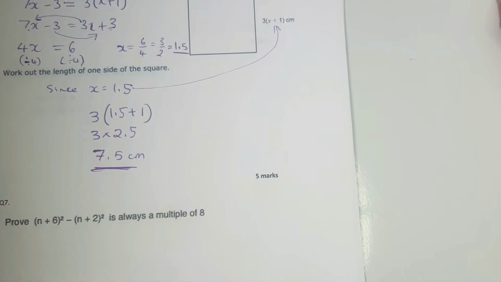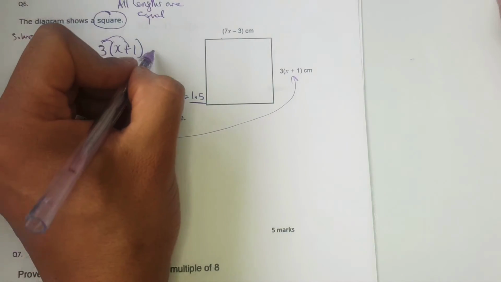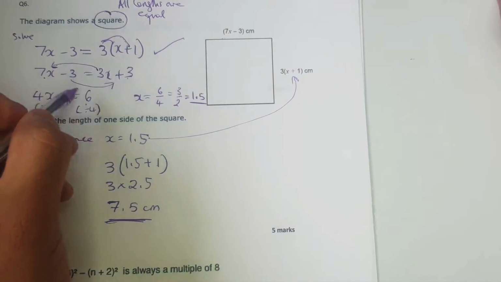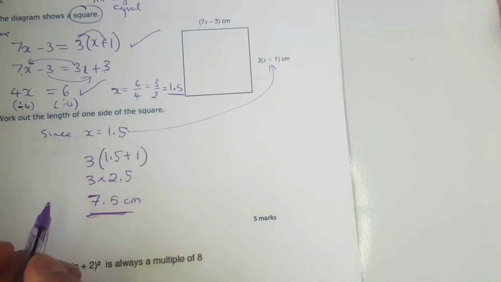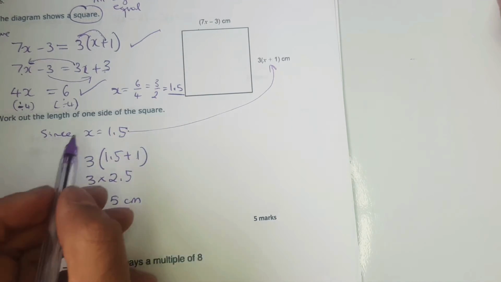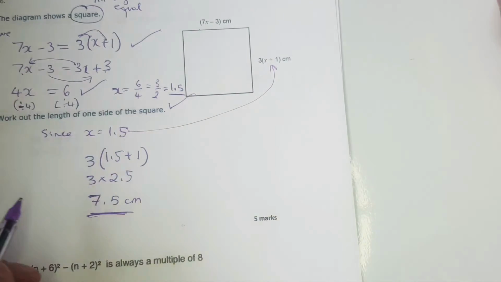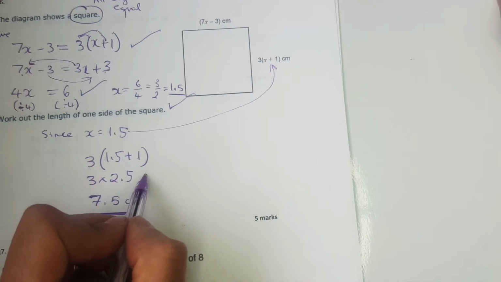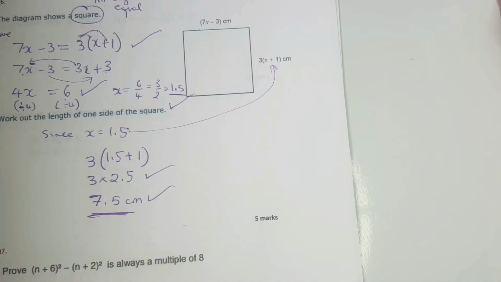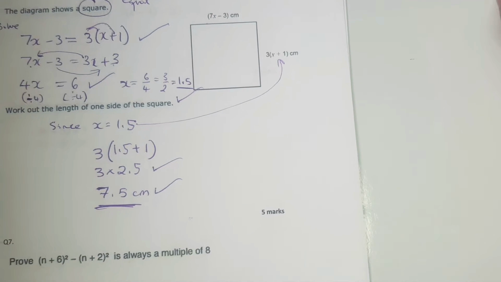To get the marks for this one, you get the first mark for equating them, the second mark for rearranging it, the third mark for finding what x is, then substituting it back in to find one of the lengths, and the final mark is for the answer.